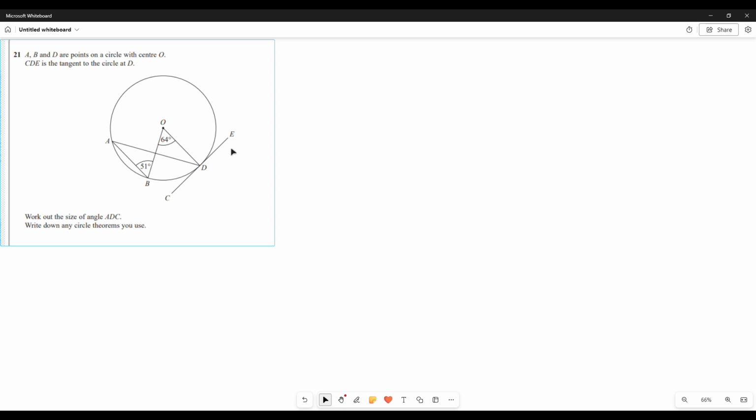So this is the third last question from the 2023 paper, and this is quite a hard circle theorem question which comes up almost every year. So we're going to go over this today. So let's read the question.